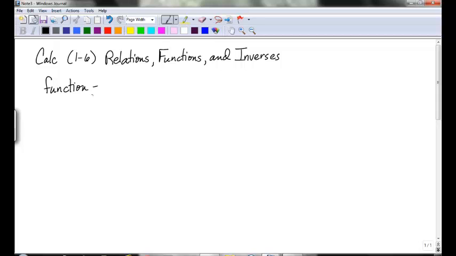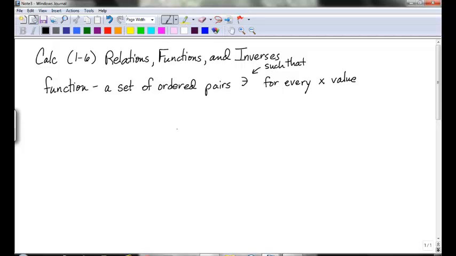Definition, probably the most important definition in upper level math, is a function. Remember, a function is a set of ordered pairs. Okay, and this symbol means such that. It's just a shortcut way to write that. It's the backwards epsilon. Such that for every x value, it can be paired with 1 and only 1 y value.